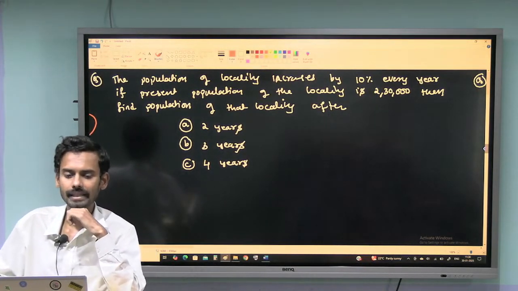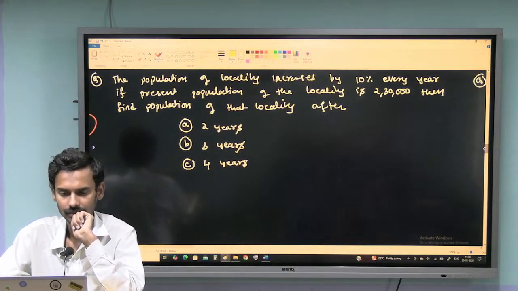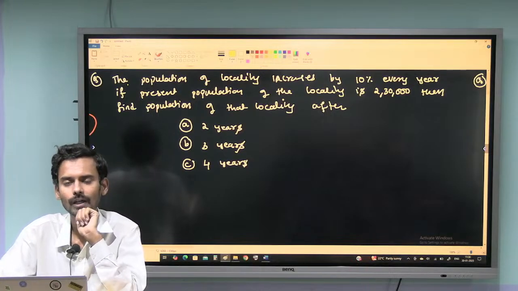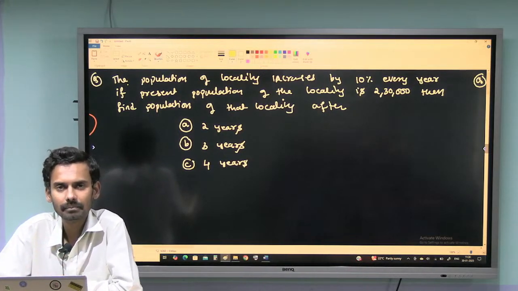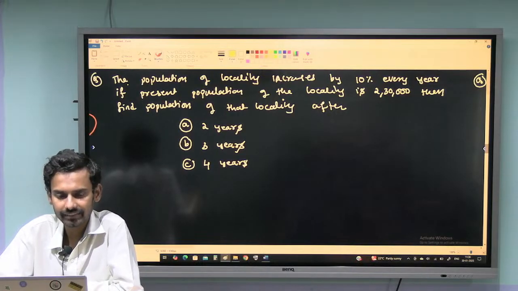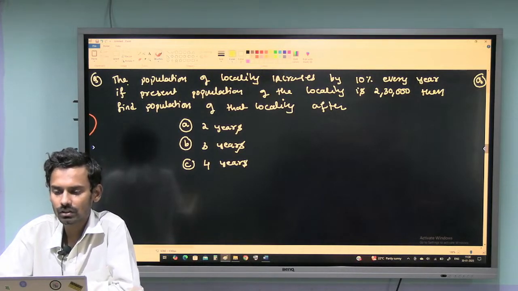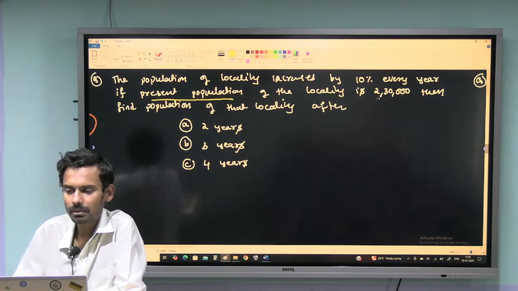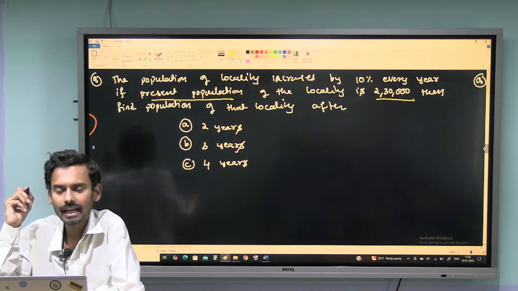Next questions are based on population change. So for population change, the question will be like this: the population of a locality, or population of the city, or the village will be given. It increases by 10% every year. Now they are giving the present population. Present population of the locality is 2,30,000.